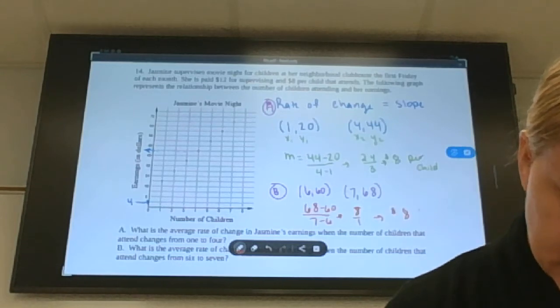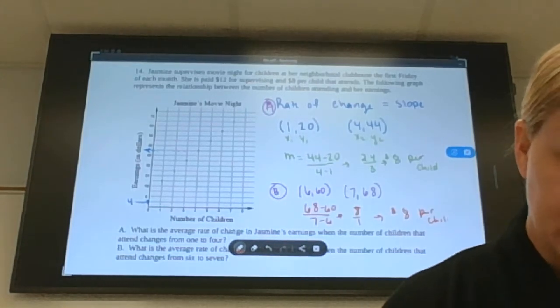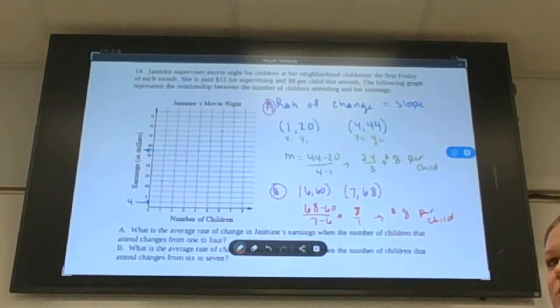Alright, $8 per child. So it doesn't matter if she has 20 kids in there or 2 kids in there, she's getting $8 per child. So what's Jasmine doing? She's going out and inviting kids.